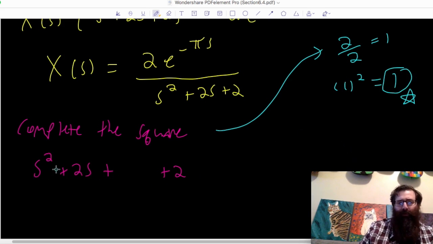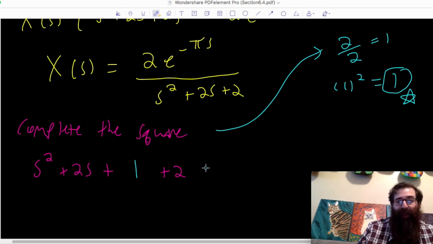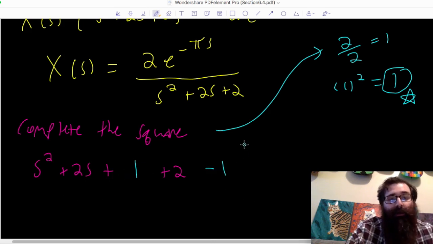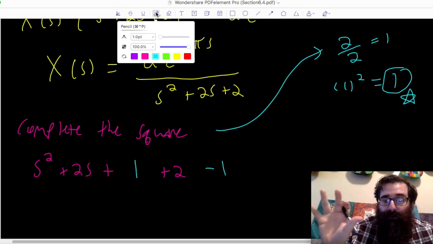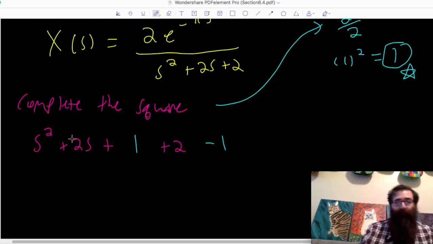So I go here, right after the 2s term, I want to add that magic number in. But I've changed it. This is no longer the same as what it was. So in order to balance, I have to subtract 1 out the other side. So it's still the same. I've just added 1 and subtracted 1. So I haven't really changed it. I've done nothing illegal. But what's nice about this is I can now factor these first 3 terms. And say, well, if I think about factoring this, I'm going to be able to write this as something squared. And for these last 2 constants, I would just combine them.